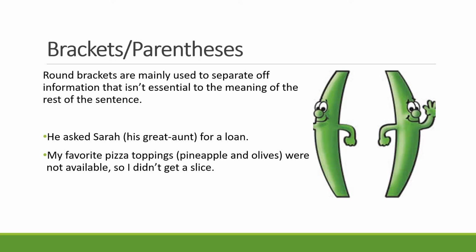We also have these little guys called brackets or parentheses, and they are used to separate off information that's not necessarily essential to the meaning of the rest of the sentence. And I know we learned this before with sometimes commas act as these little indications to kind of direct or identify what things are not essential, but you can also use brackets. He asked Sarah (his great aunt) for a loan. My favorite pizza toppings (pineapple and olives) were not available, so I didn't get a slice.